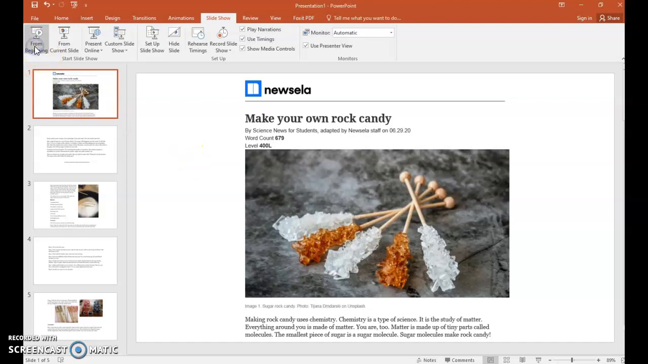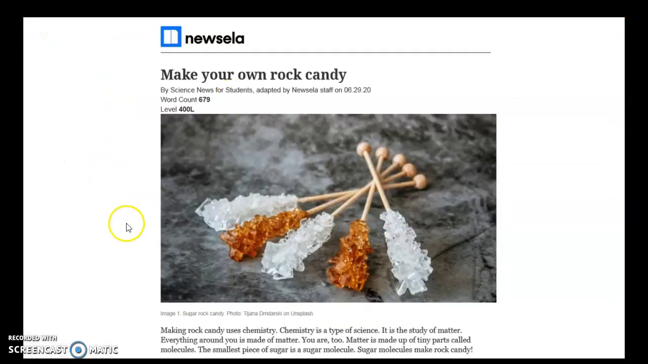All right, so let me make it so I can write on this. Okay. Let's choose purple. Why not? So it's called Make Your Own Rock Candy. It says, making rock candy uses chemistry. Ooh, okay. So I'm going to use that annotation where you circle the word, because that's a new word for me I'm not familiar with.